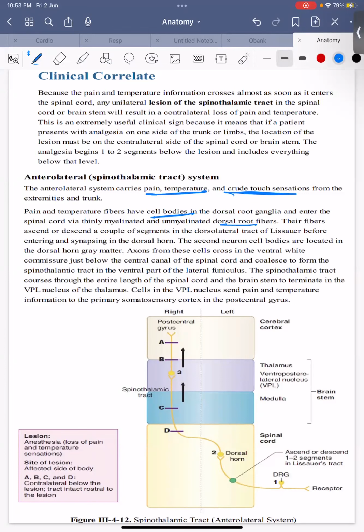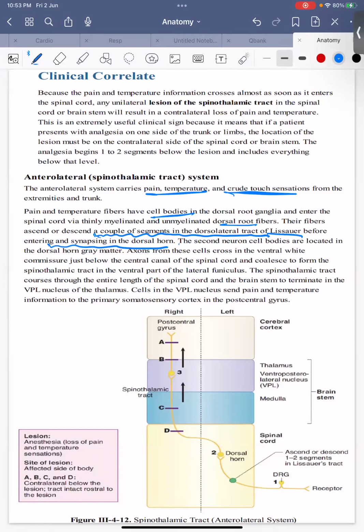Their fibers will ascend. Usually, after entering, they do not go directly to the gray matter of the spinal cord or to the dorsal column. These fibers actually descend or ascend a couple of segments in the dorsolateral tract of Lissauer before they enter and synapse in the dorsal horn of the spinal cord. So they go to the dorsal horn, but before that, they usually ascend one or two segments.